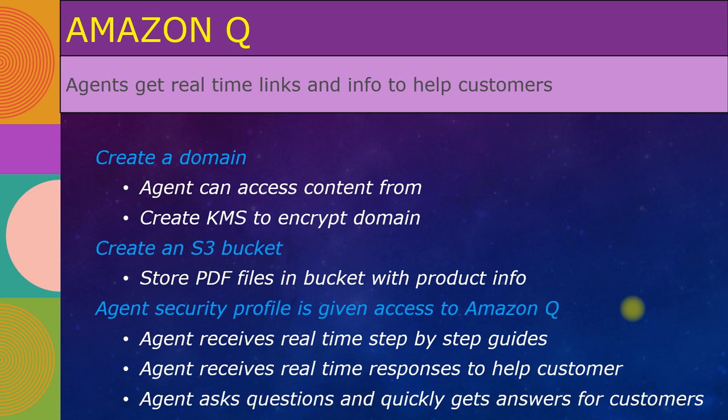And so the goal is for the customer to say, "How do I change my password?" And the agent receives real-time step-by-step guidelines on how to change a password. Now, why did the agent receive it? Because Amazon Q helped the agent interactively. The step-by-step guideline was in the S3 bucket with a PDF file. So simple configuration, simple usage, and it's all great.